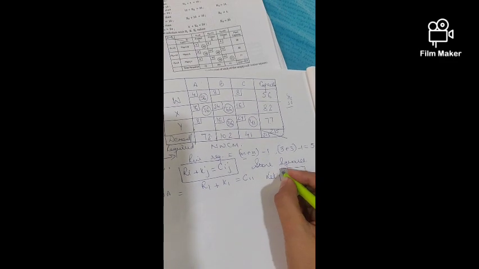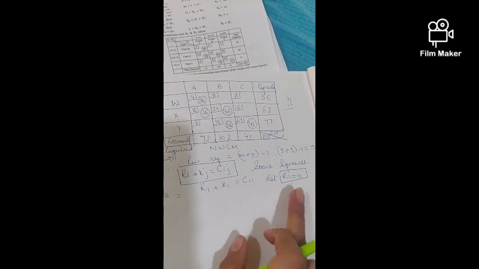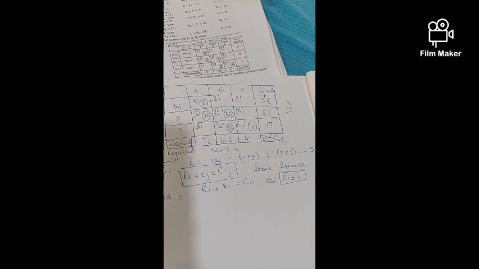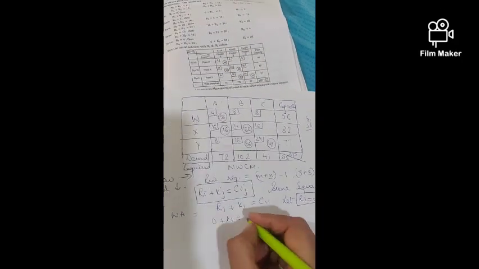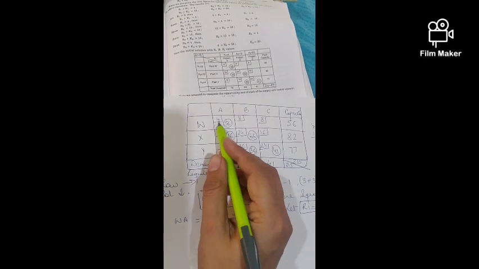So this let R1 is equals to 0. This will remain the same in every question. You always have to assume R1 is equals to 0 in the first part. So it will be 0 plus K1 is equals to 4. 4 is taken from here. So K1 is equals to 4. You'll put it in a box.